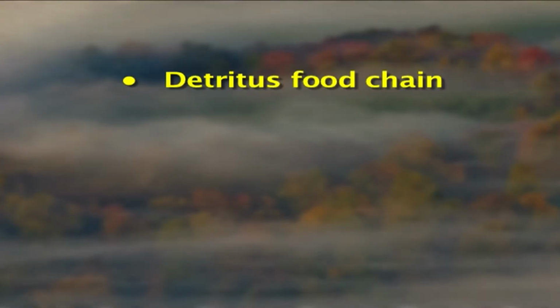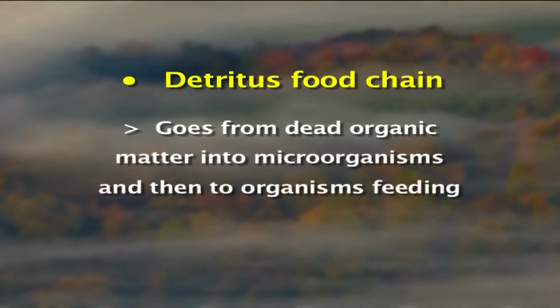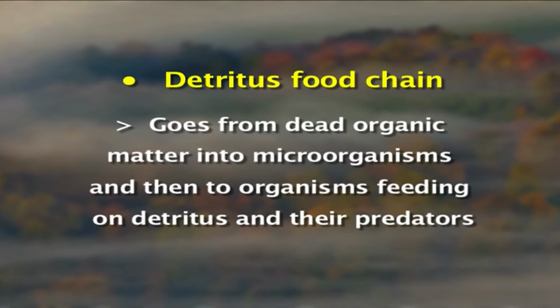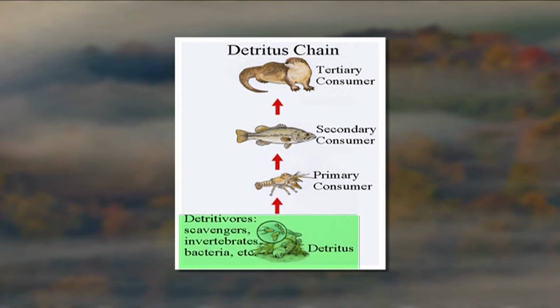The second food chain, that is detritus food chain. This type of food chain goes from dead organic matter into microorganisms and then to organisms feeding on detritus and their predators. The organisms which feed exclusively on the dead bodies of animals and plants are called detrivores. It includes bacteria, fungi, protozoans, etc. These organisms ingest and digest the dead organic materials and convert it into carbon dioxide and water.